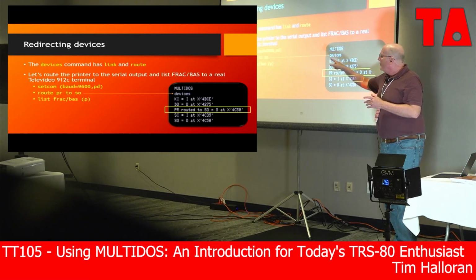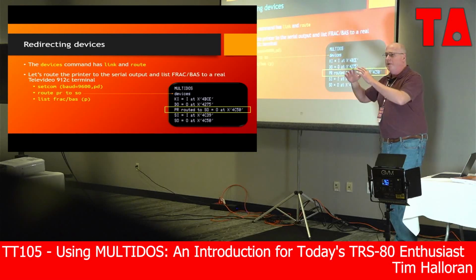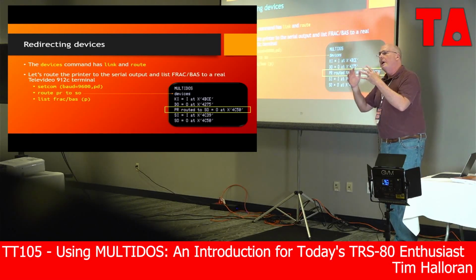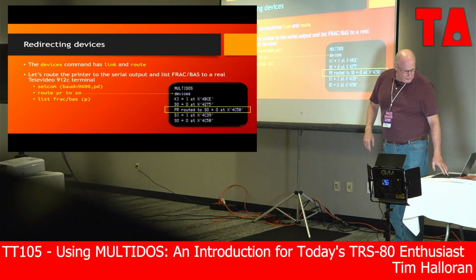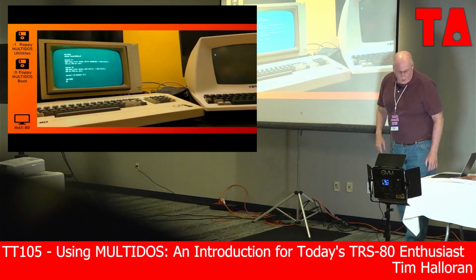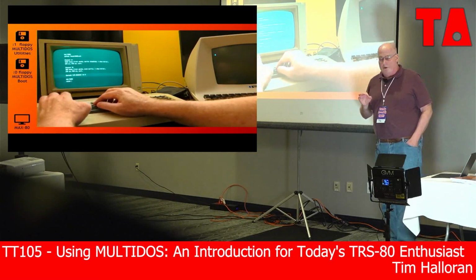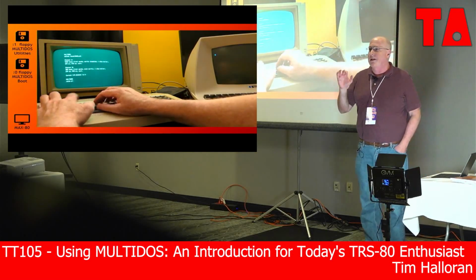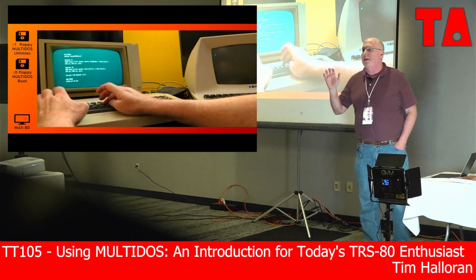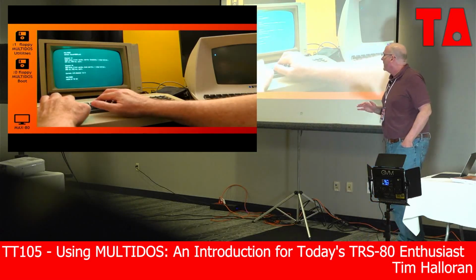Then I route the printer to the serial output, and then I do the listing, and I have to use the P command to actually redirect to the printer. MULTIDOS, when you type list, will actually list it to the console, so you can use list to just see the file. So let's go ahead and watch that in action. Now I'm being very careful typing, because for those who have ever used the Max 80, it's really easy to not hit the return key and hit the back arrow by mistake.